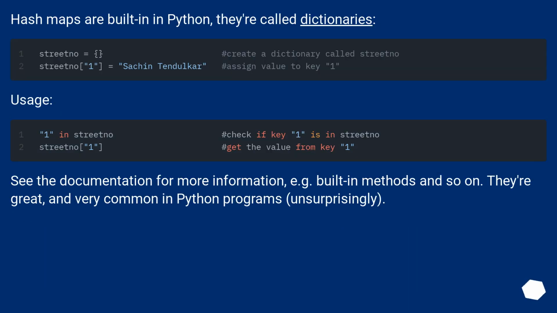Hash maps are built in Python. They're called dictionaries. Usage. See the documentation for more information, for example built-in methods and so on. They're great, and very common in Python programs, unsurprisingly.